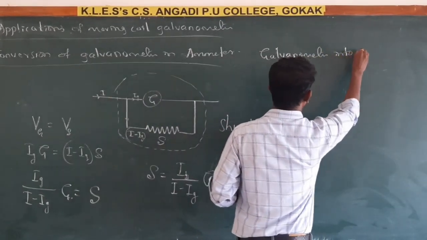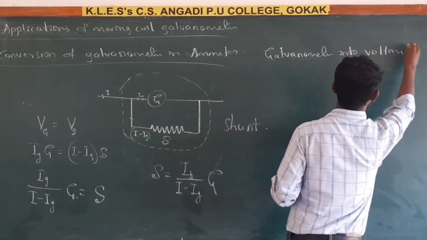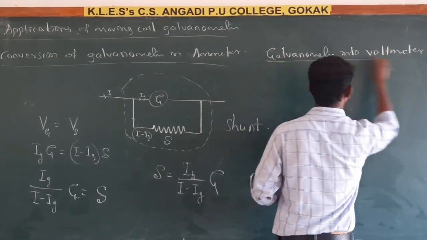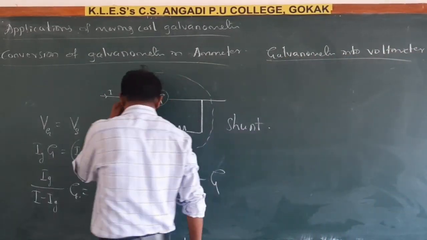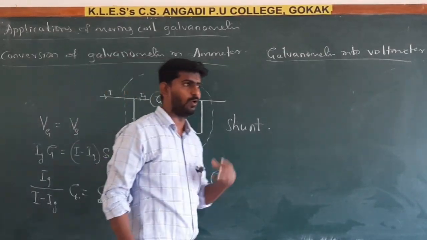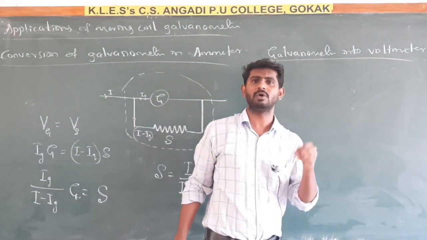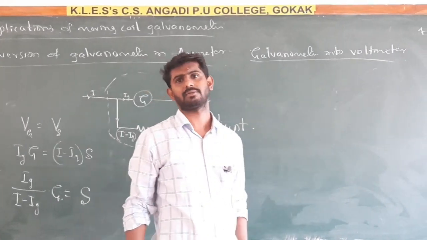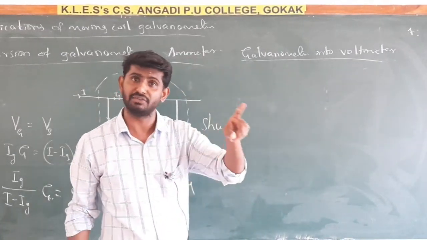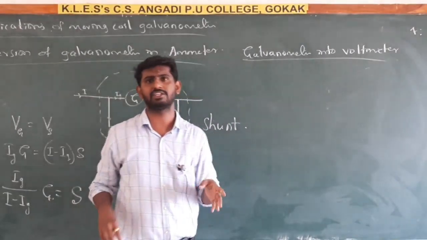Galvanometer into voltmeter. How to convert a galvanometer into a voltmeter? Okay. So first you should know what a voltmeter is. A voltmeter is a device used to measure the voltage, the potential difference. Voltage and potential difference are the same thing.